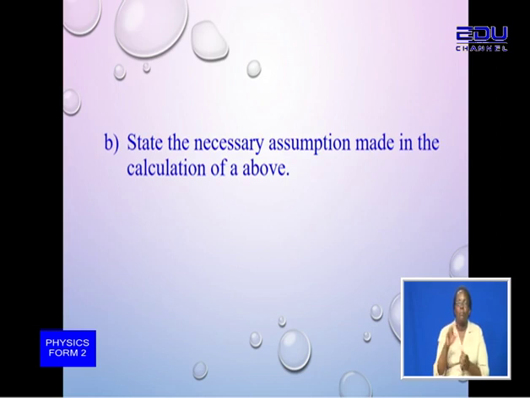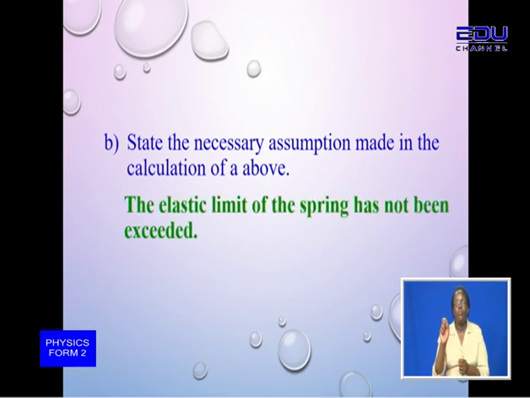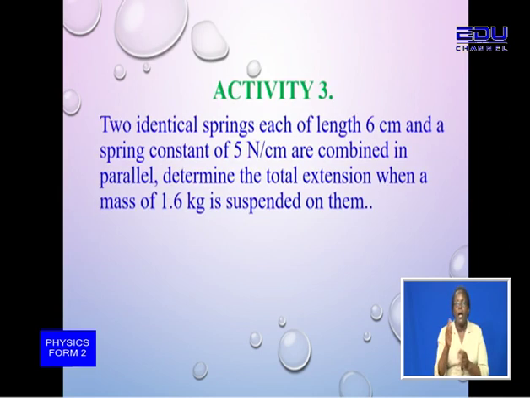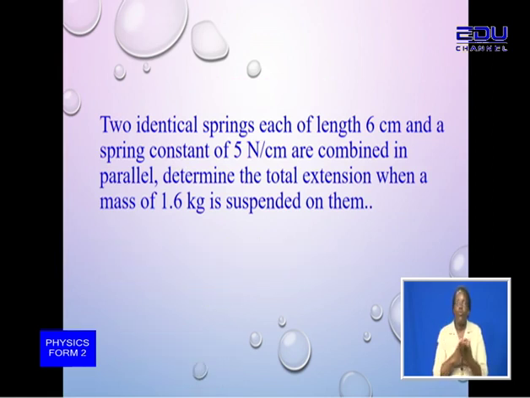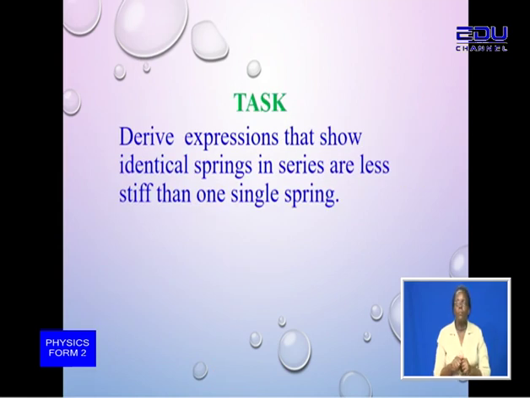State the necessary assumptions. The necessary assumption that was taken is that the elastic limit has not been exceeded. So we will go through the activity. As we end the lesson, derive expressions that show identical springs in series are less stiff than one single spring. So with that, we come to the end of our lesson.